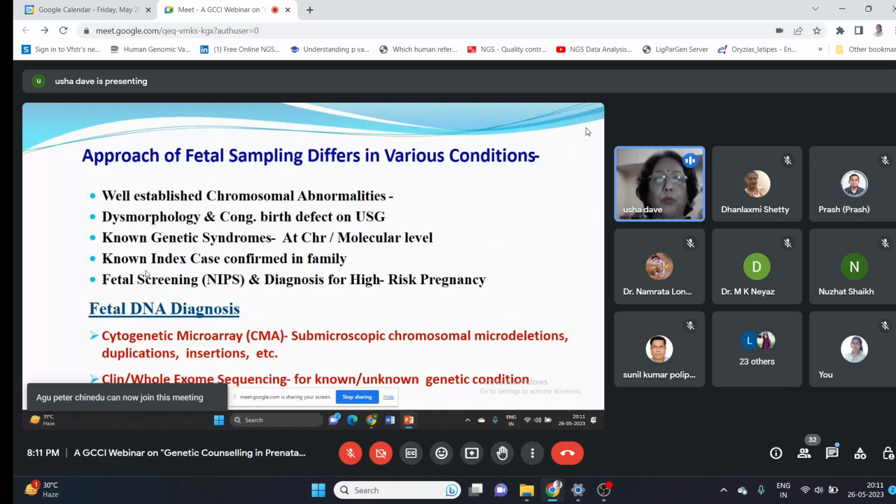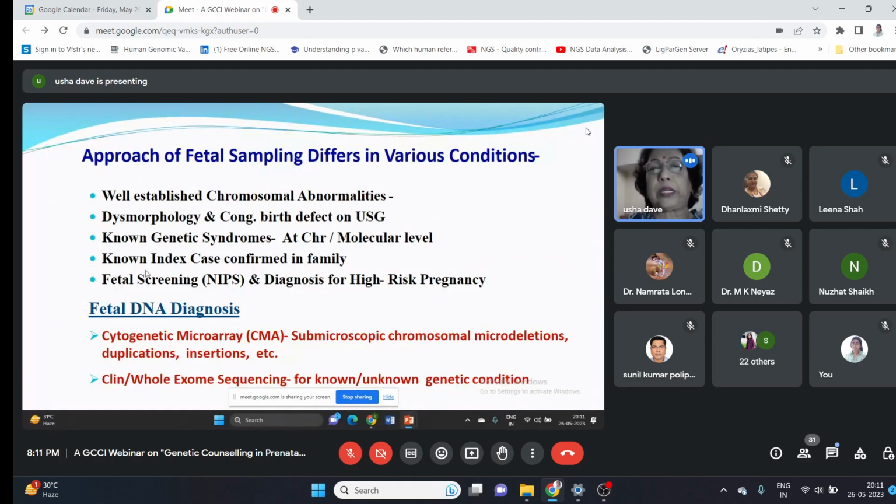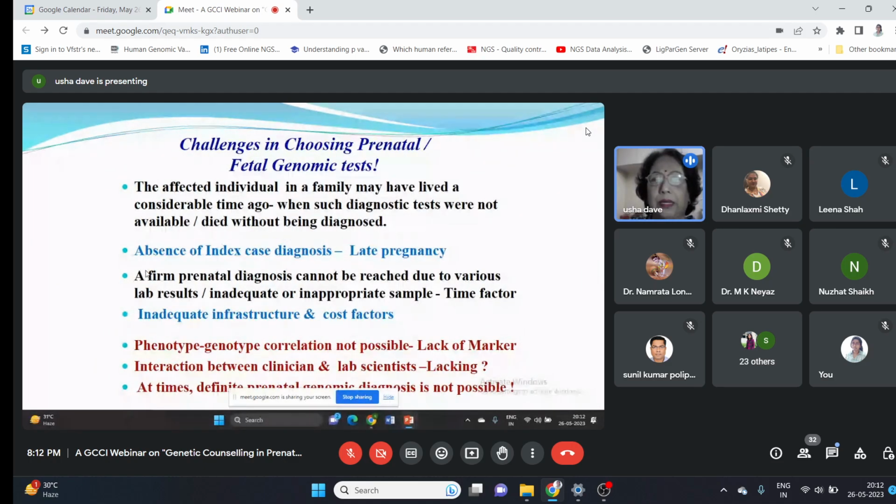Now, a well established chromosomal aneuploidy, or a congenital defect detected on ultrasonography, is fine; you can just do whichever test you know is specific. There are known genetic syndromes, but sometimes you may go only on the fetal NIPS. After maternal screening there may be high risk, and after the high risk and NIPS positive, you may have to go for prenatal genomic testing. Or it is a high risk pregnancy, an abnormality on ultrasonography, or advanced maternal age, etc. Then you will go for a fetal DNA diagnostic test such as microarray, clinical or whole exome, or based on that you can choose panels.